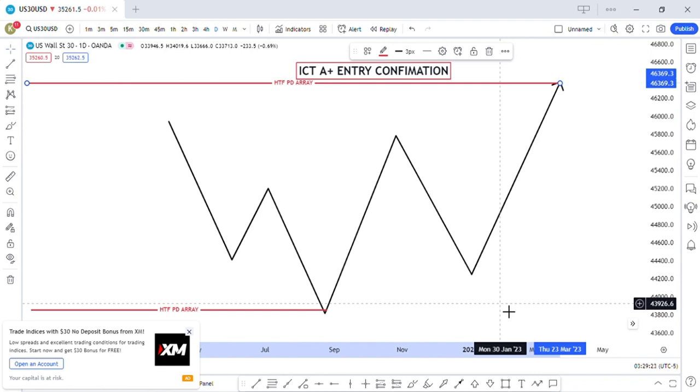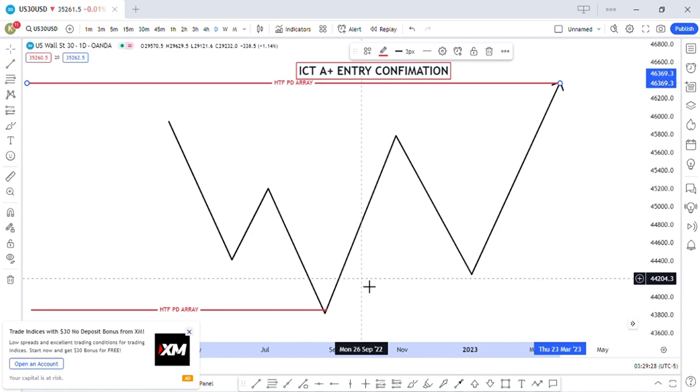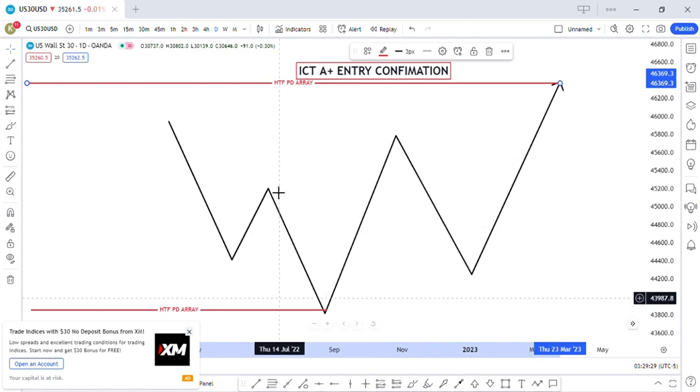So you need to have a higher time frame point of interest. What do we mean? You have to have a higher time frame PD array. On the screen, you have this higher time frame PD array. This can be anything from a 15 minute to a weekly chart, because I enter on the 1 minute. So anything above the 15 minutes, I consider a higher time frame. This PD array can either be an order block or a fair value gap.